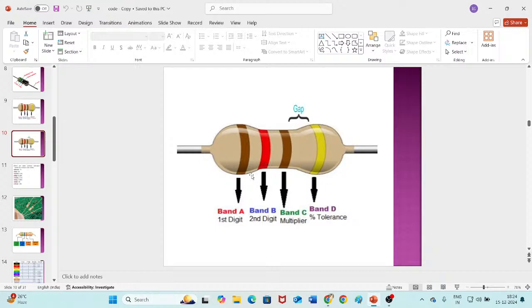So if you see here in this four band color coded resistor, if you carefully observe, this brown, this red and this brown, they are closer to each other. The distance gap between these bands is small, whereas the gap between this third band and the fourth band is much more. You just carefully observe the gap.